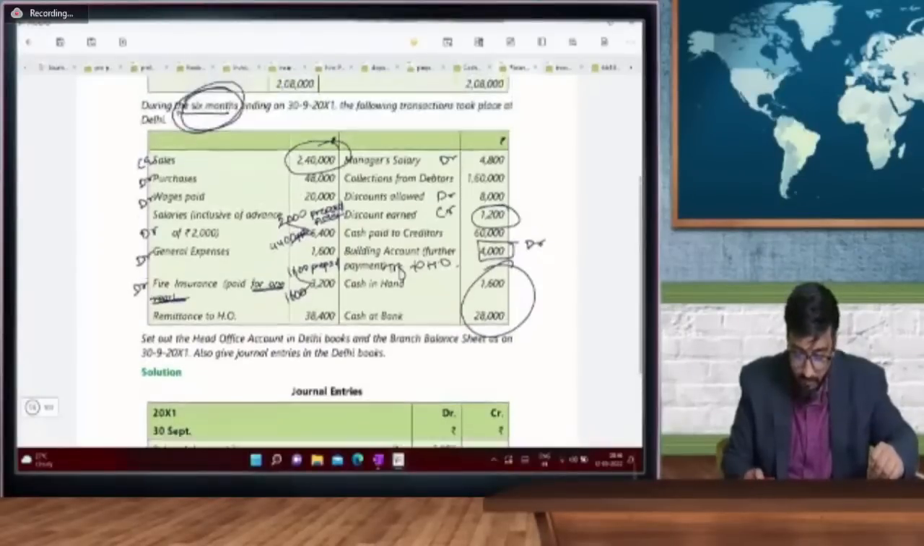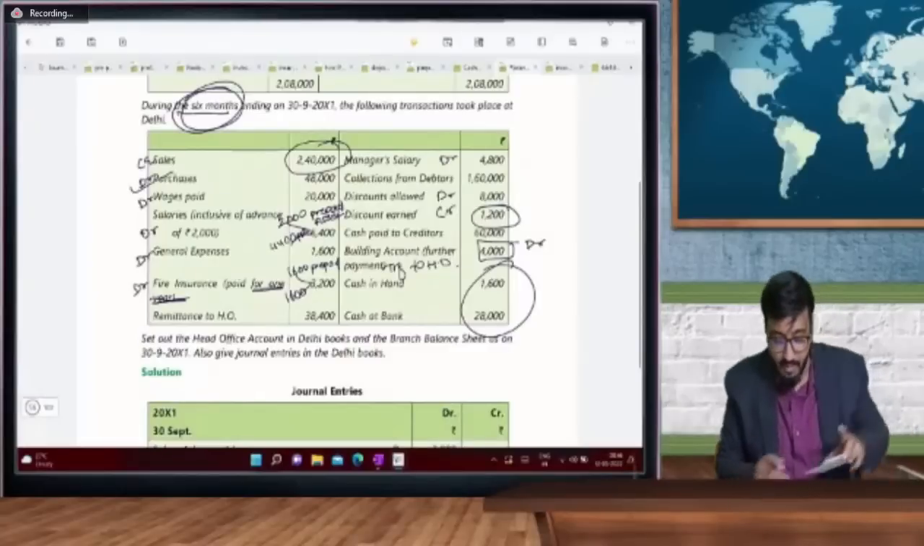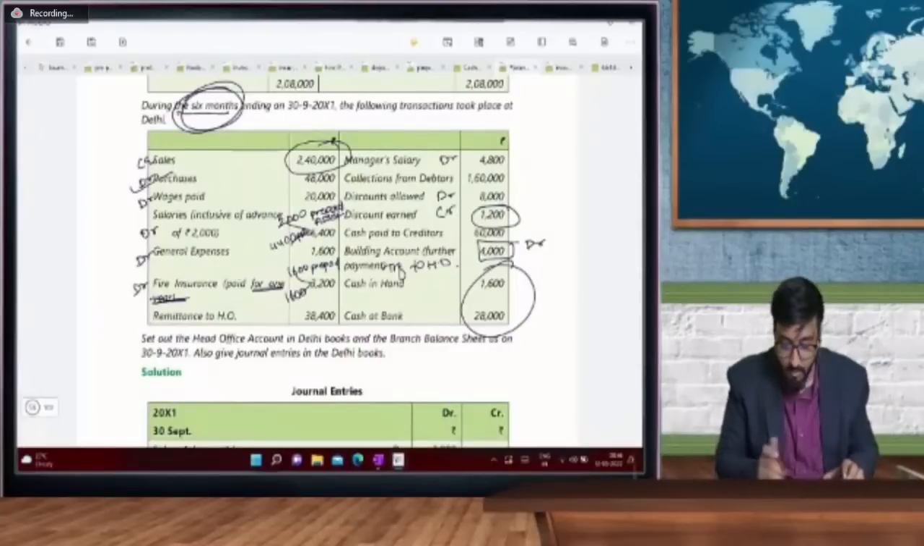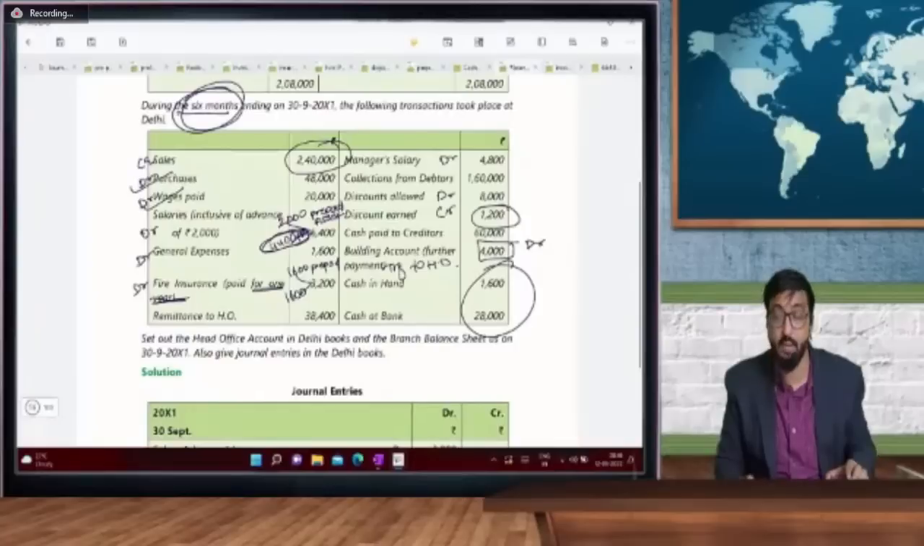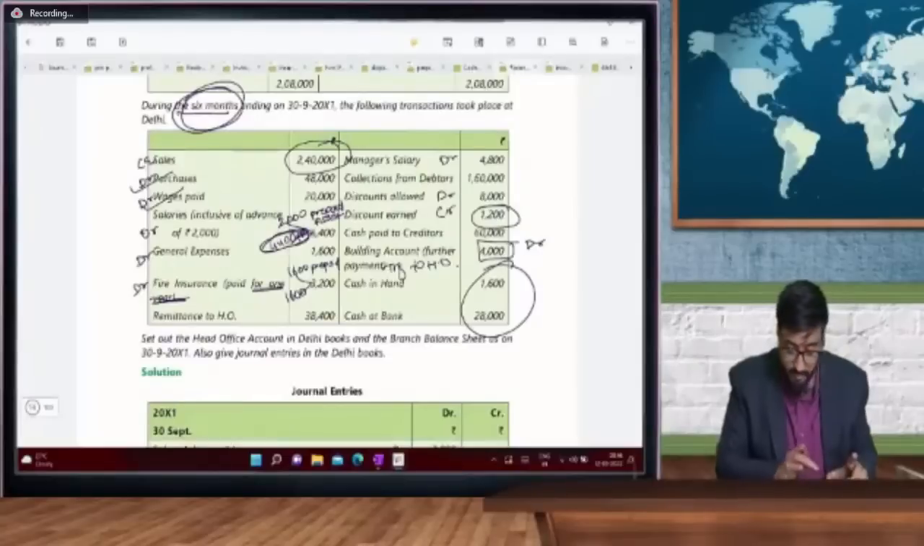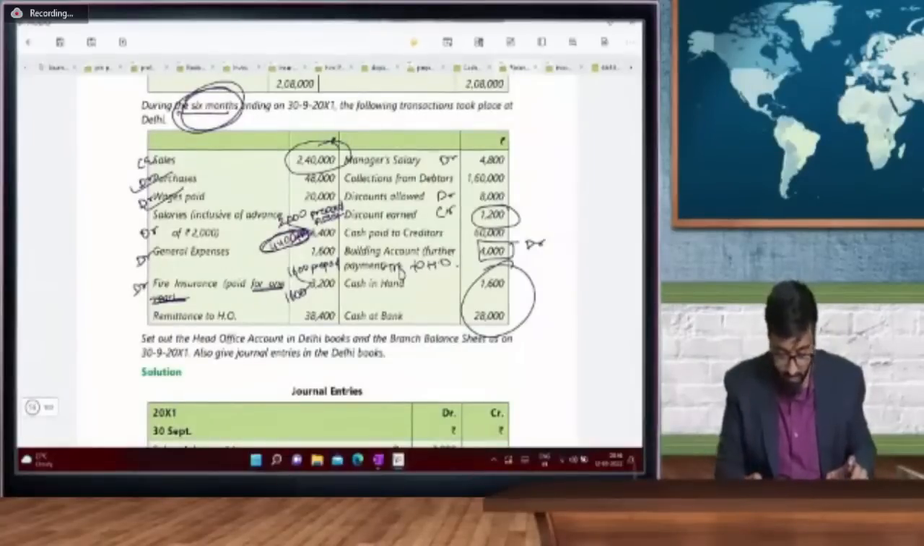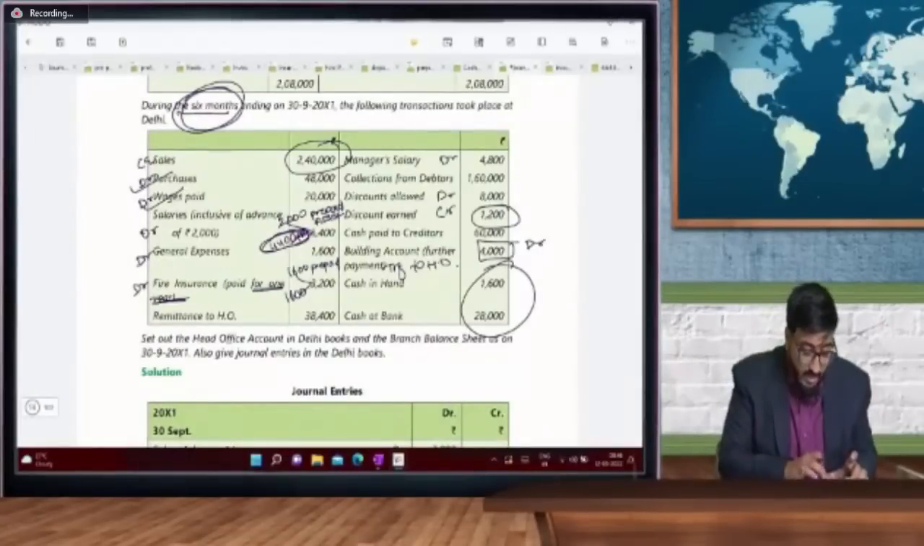Second one, now purchase. Take a total on Calci. Purchases 48,000. Wages paid 20,000. Salary, wait. Salary you will transfer only 4,400 because the remaining is prepaid salary. Prepaid salary we are not going to transfer to HO in full amount. So we are going to transfer only 4,400. Take on Calci, 4,400. General expenses 1,600.